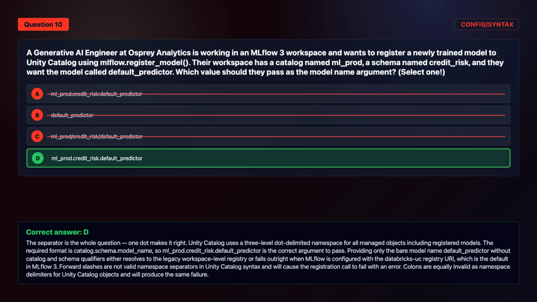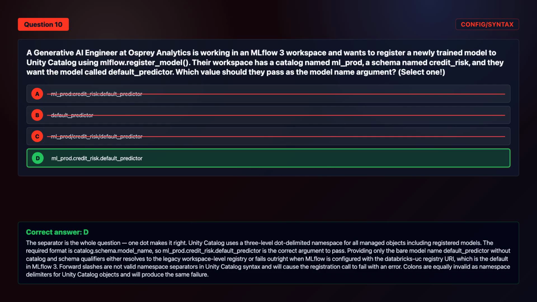The required format is catalog.schema.model_name. So ml_prod.credit_risk.default_predictor is the correct argument to pass. Providing only the bare model name default_predictor, without catalog and schema qualifiers, either resolves to the legacy workspace-level registry or fails outright when MLflow is configured with the Databricks UC registry URI, which is the default in MLflow 3.